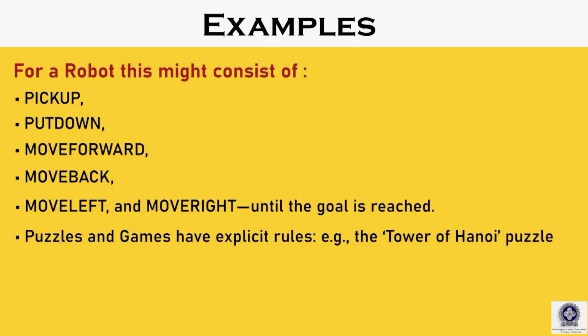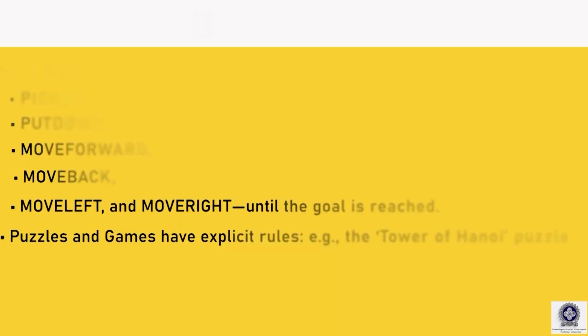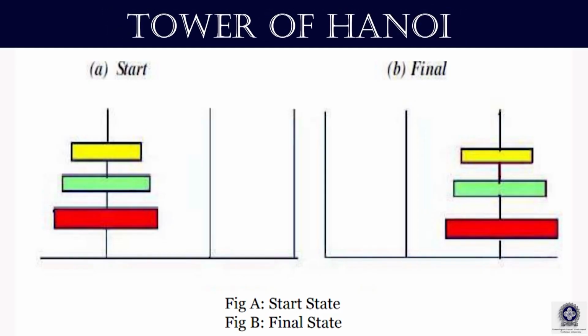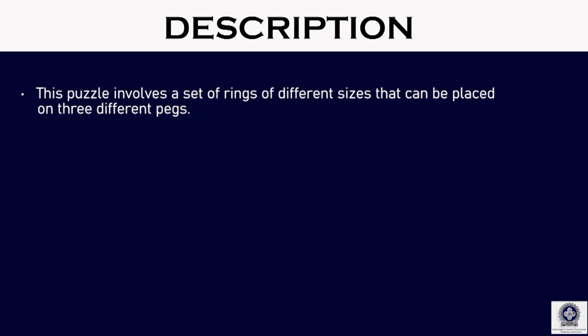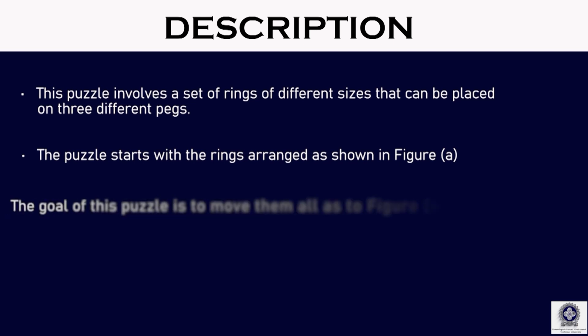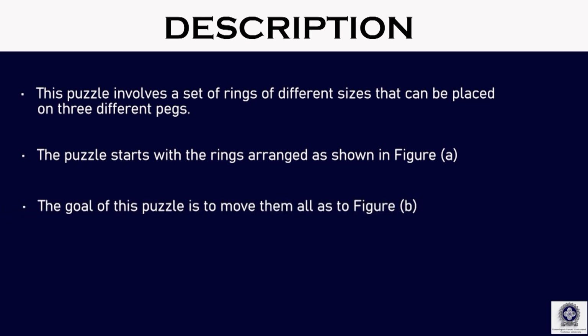Puzzles and games have explicit rules. For example, the Tower of Hanoi puzzle. We have the Tower of Hanoi where we have an initial state and a goal state. This puzzle involves a set of rings of different sizes that can be placed on 3 different pegs. The puzzle starts with the rings arranged as shown in figure A. The goal of this puzzle is to move them all as in figure B.